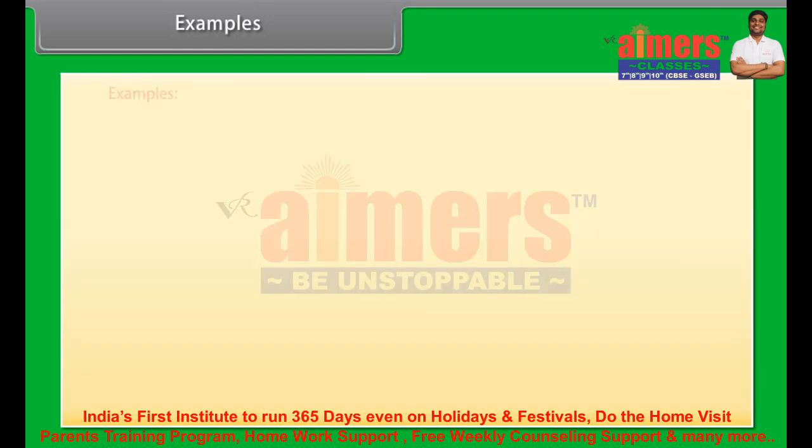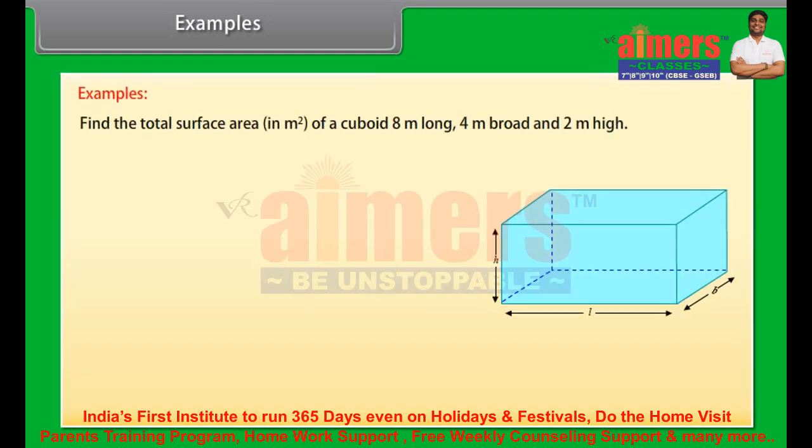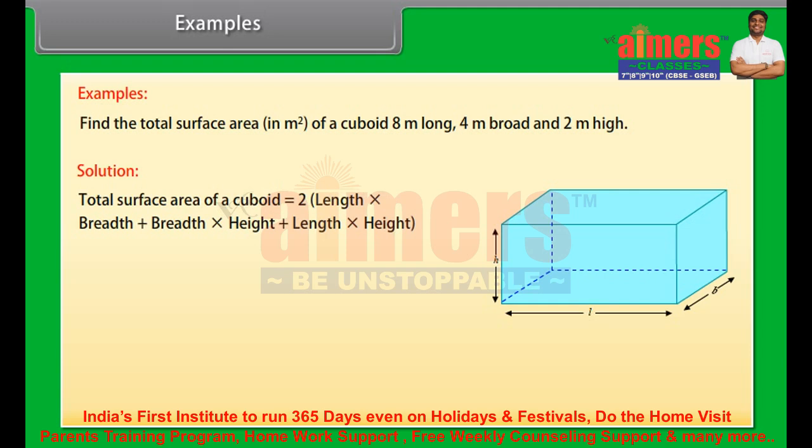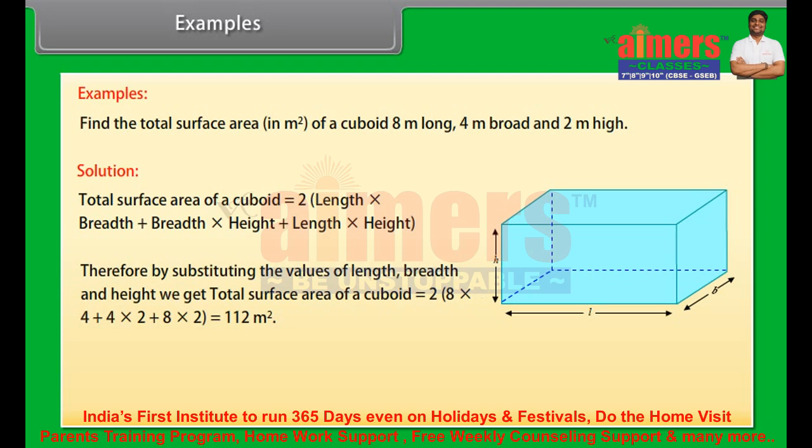Example. Let us solve some examples now. Find the total surface area in meters squared of a cuboid 8 meters long, 4 meters broad, and 2 meters high. Solution. We know that the total surface area of a cuboid is equal to 2(LB + BH + LH). Therefore, by substituting the values of length, breadth, and height, we get total surface area = 2(8×4 + 4×2 + 8×2), which is equal to 112 meters squared.